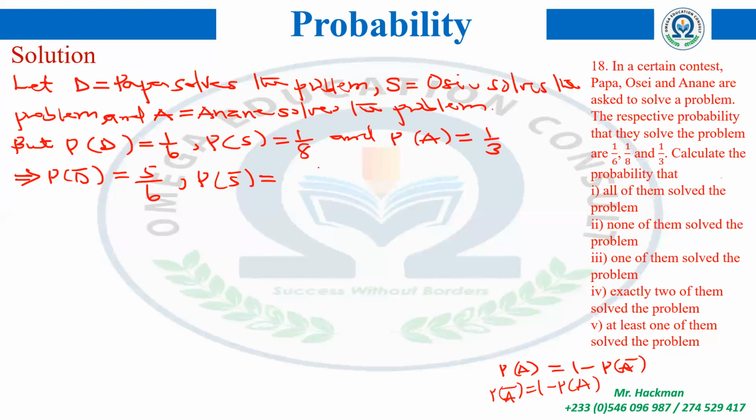Now it is going to give you 1 minus 1/6, which will give us 5/6. Then P of Ose complement, Ose not solving, will be 1 minus the probability that Ose solves, which will give us 7/8. Is my point well made? And the last one, P of Anani not solving, or couldn't solve the problem, will give us 1 minus 1/3, which will give us 2/3. Is my point well made?